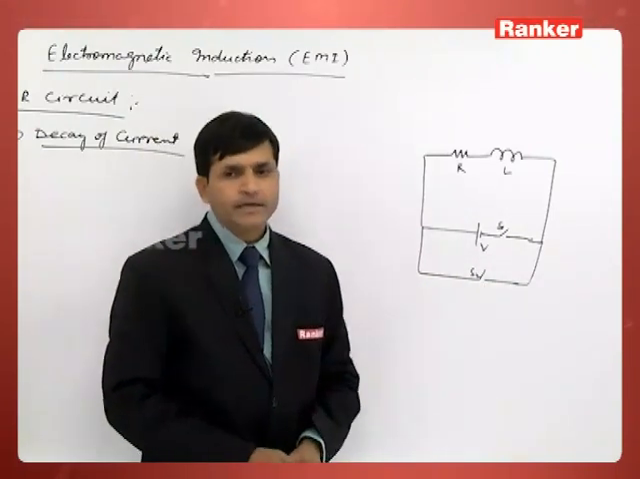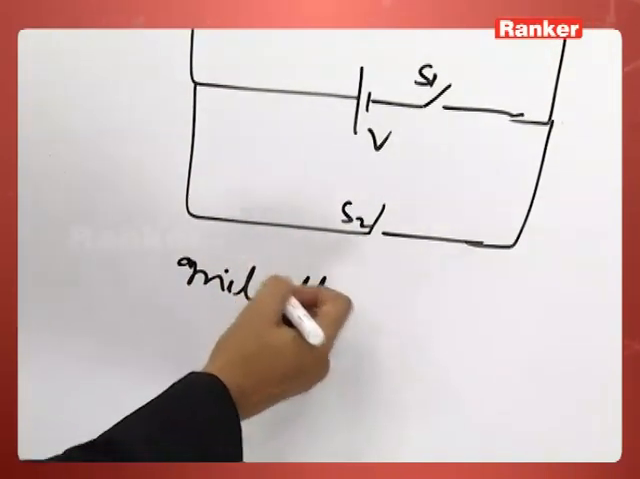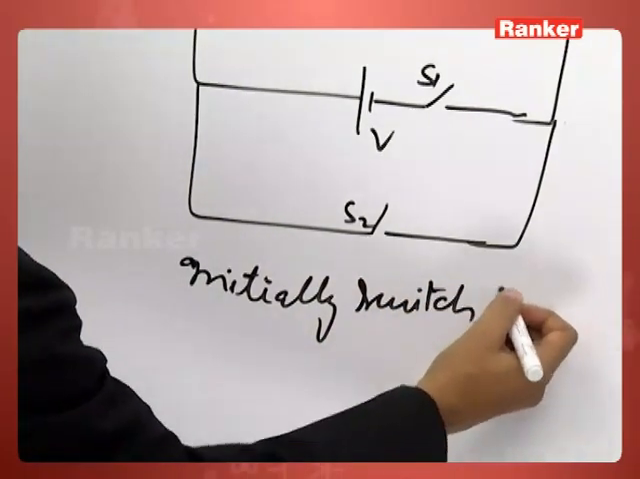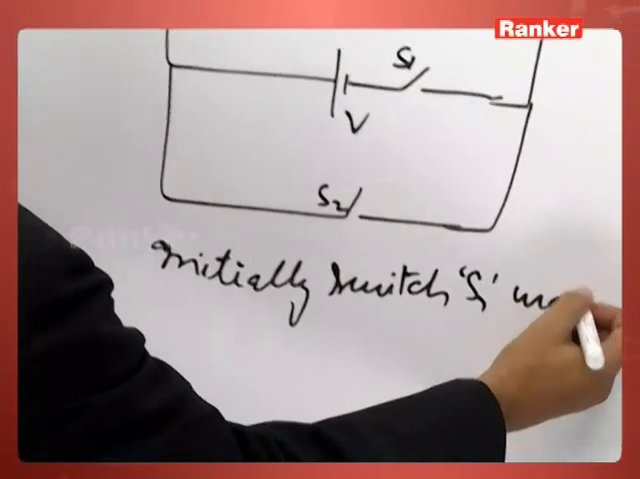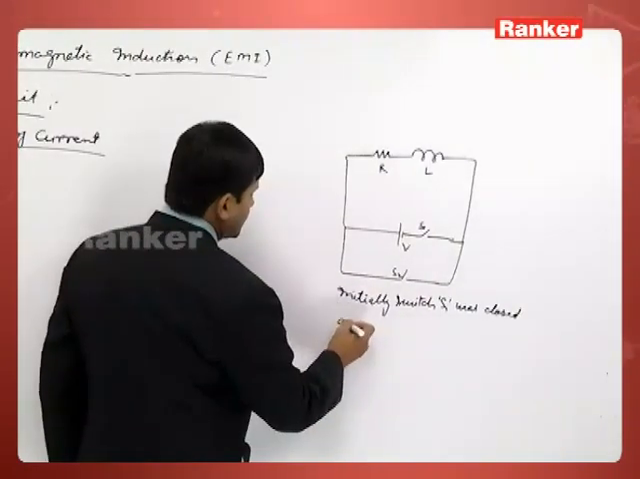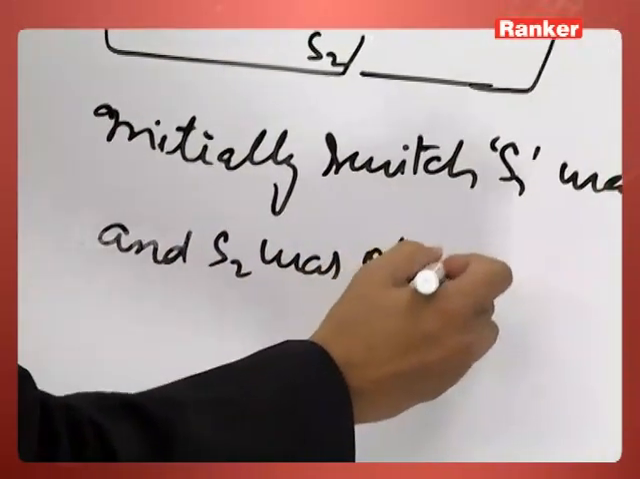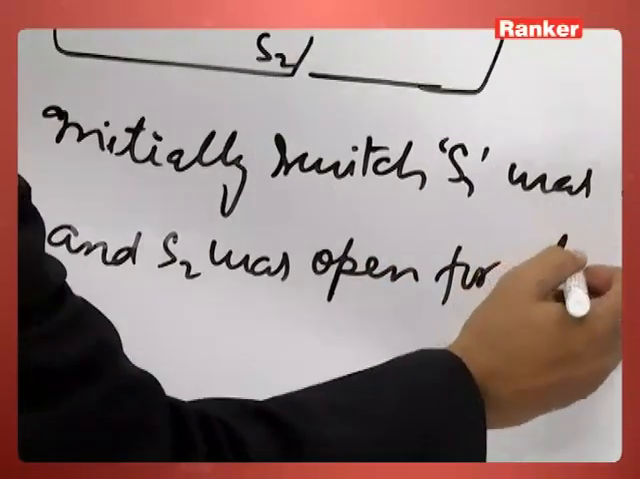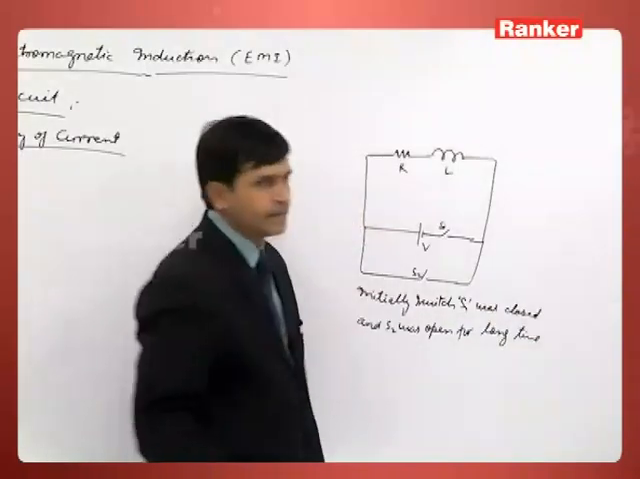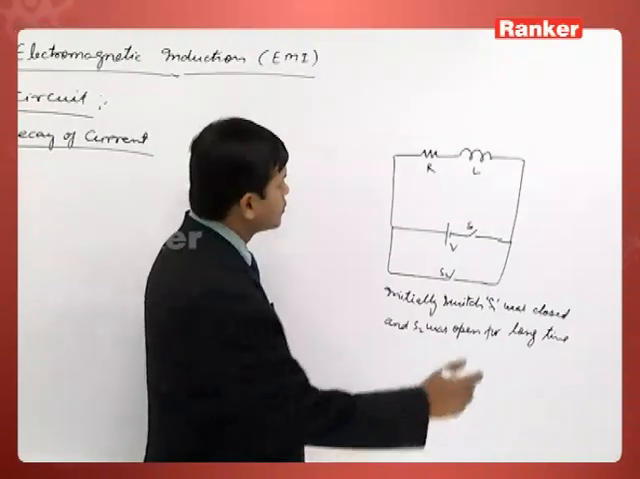So what is the condition given? Initially, switch S1 was closed and S2 was open for a long time. This is given. Initially switch S1 was closed. S1 was closed means like this.